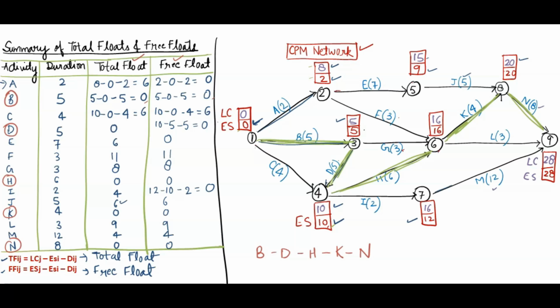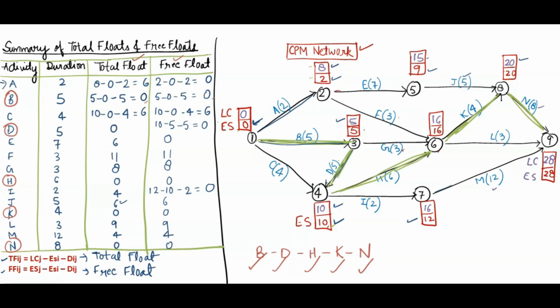And if you see the critical path, that green line, it is starting from 1 and ending at 9. So from 1 to 3, activity B, correct. From 3 to 4, it is activity D. From 4 to 6, activity H. From 6 to 8, activity K. And from 8 to 9, activity N. So with the help of total and free floats also, you can find out the critical path. Where both total as well as free float is 0, that will give the critical path. So I hope it is clear.